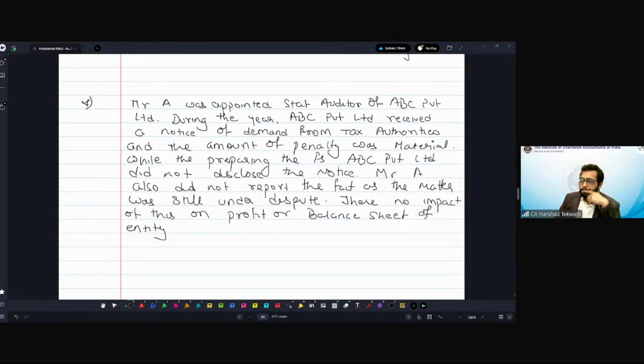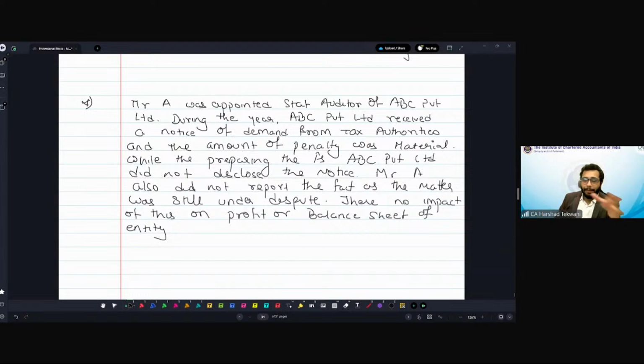I think so it's required as part of the CARO report: immaterial tax demands from taxation authorities. It's a mandatory disclosure that the auditor has to present. And if that disclosure is not present, then obviously it is a default from the auditor side, sir.